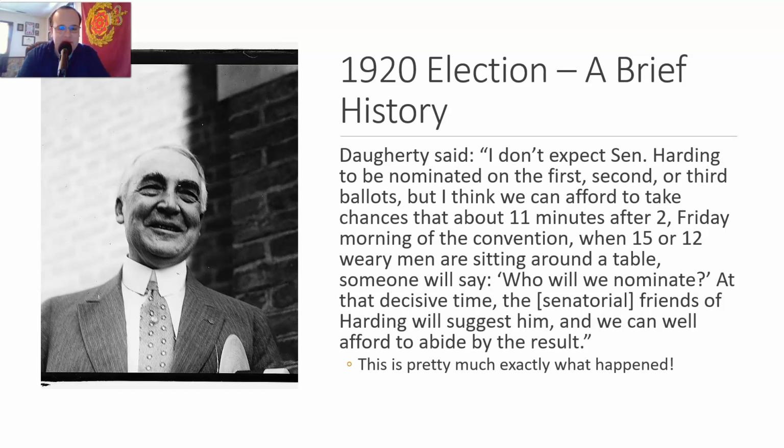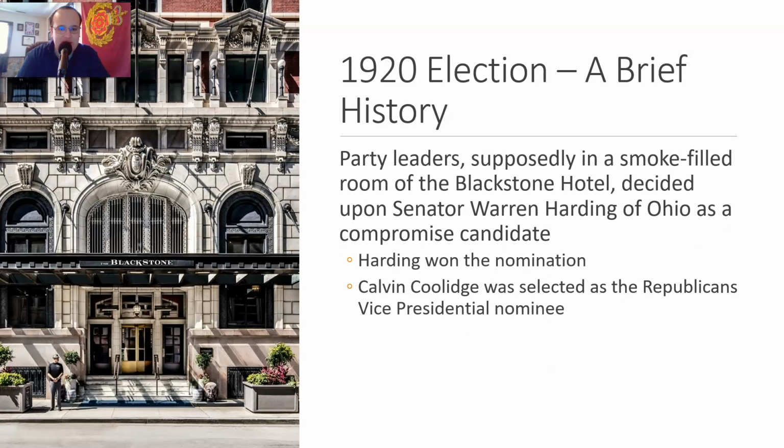At the Blackstone Hotel, and it's still extant. This is what it looks like today. In a smoke-filled room, quite literally, on Friday, he called it. At the Blackstone Hotel, they decided that Senator Warren Harding of Ohio was going to be the compromise candidate.